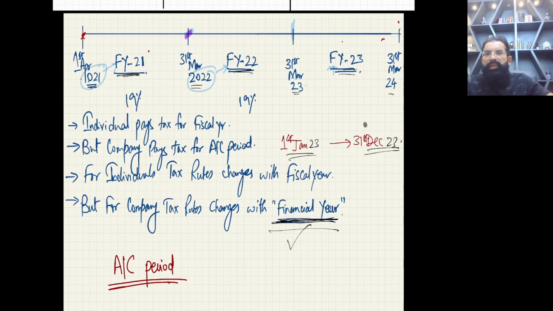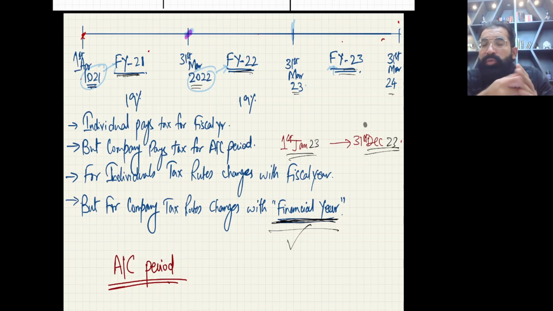Read these 4 lines. Something very interesting here. First line, individual pays tax for fiscal year. You all know you have done individual. Individual pays tax for fiscal year, right? But company pays tax for accounting period. So you need to check the accounting period always. I repeat, individual pays tax for fiscal year. Yes. Company pays tax for accounting period.